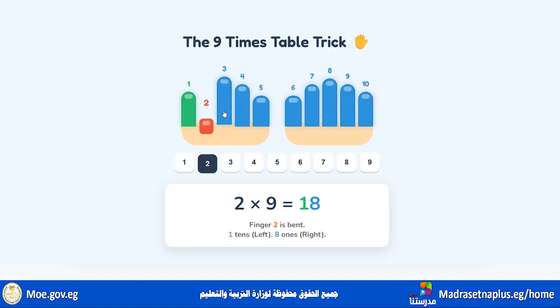By the same way, paint finger number 3. You can see 2 fingers on the left, 7 fingers on the right. That means 3 times 9 equals 27. Let's paint finger number 4.